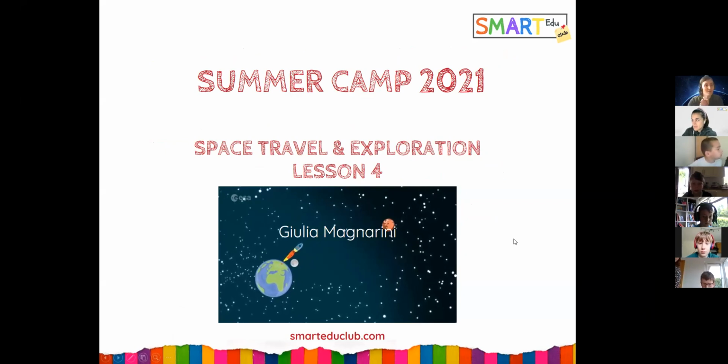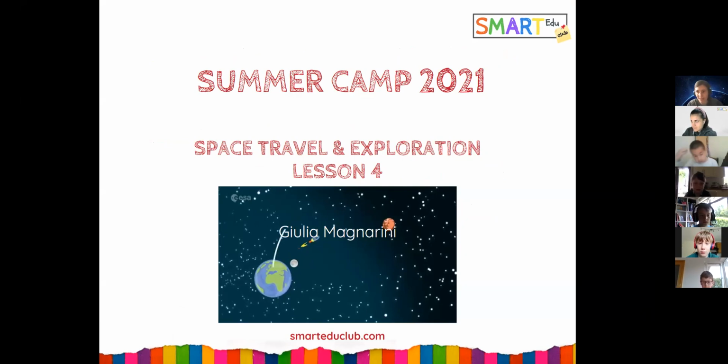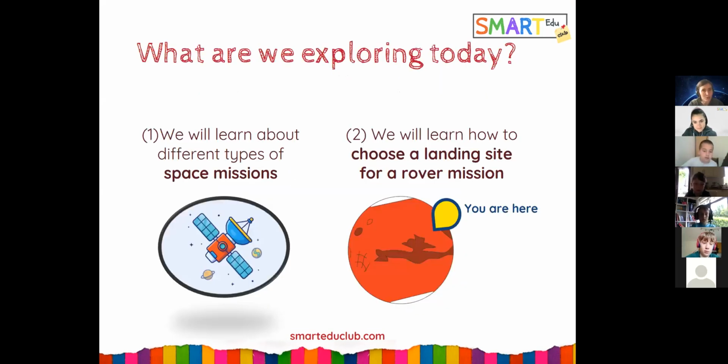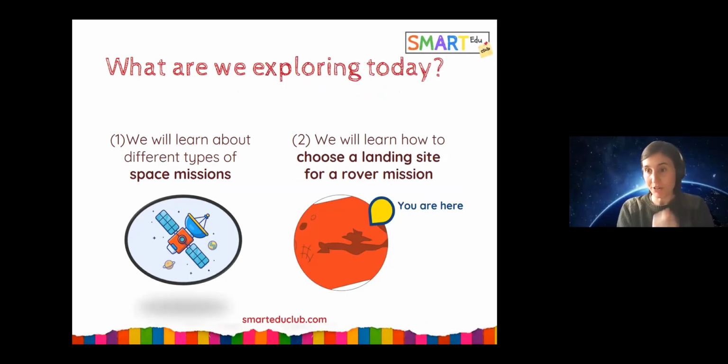All right, so this is lesson 4. We are getting towards the end of the summer camp. And today, what are we going to do? First of all, yesterday we looked at our solar system and how we can study distant planetary objects, so how we can go to, let's say, Mars or to the moon or even farther away.